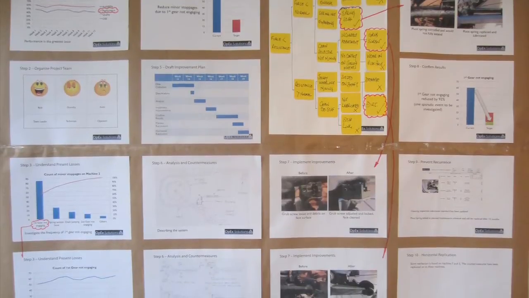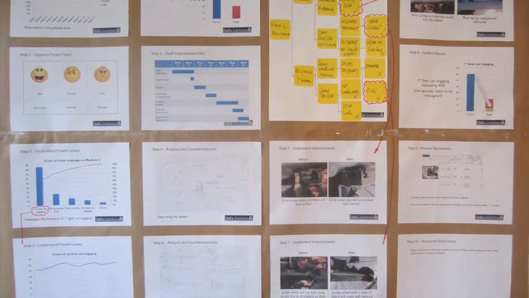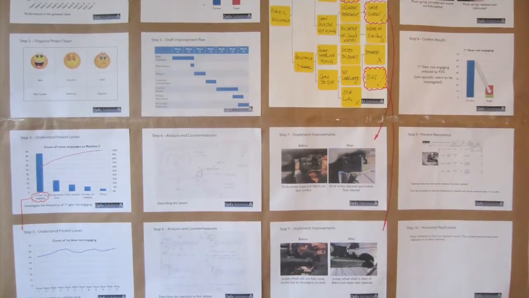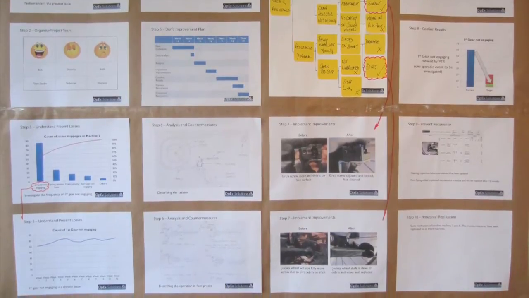Our approach to focused improvement is based on a JIPM standard 10-step approach, and the activity board displays the logical sequence of this activity.